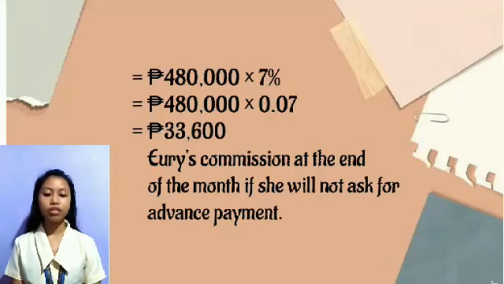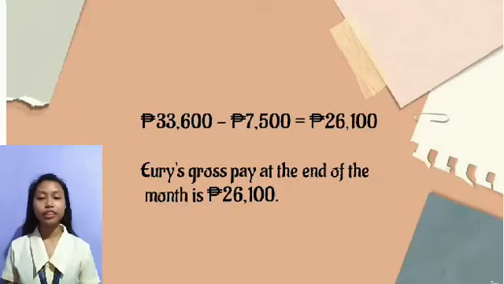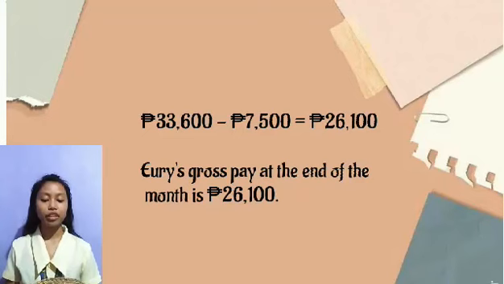So equal 33,600 pesos. So 33,600 pesos is Yuri's commission at the end of the month if she will not ask for advance pay. And 33,600 pesos less 7,500 pesos, which is her advance pay, is equal to 26,100 pesos. So 26,100 pesos is Yuri's gross pay at the end of the month.